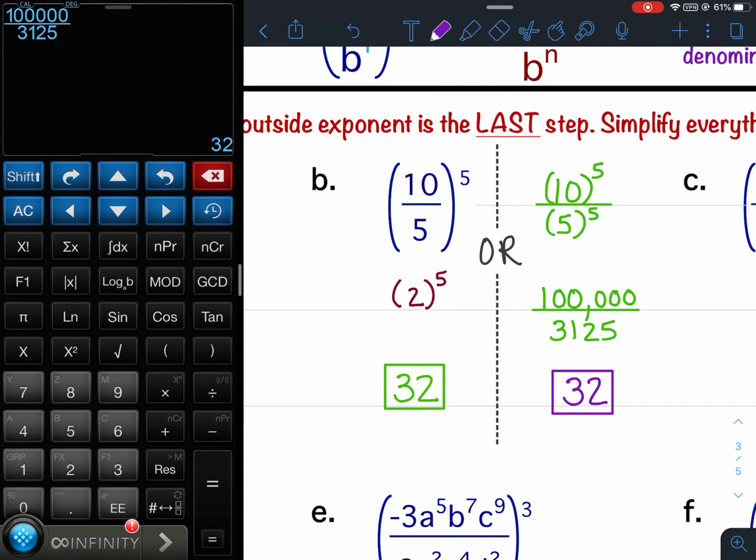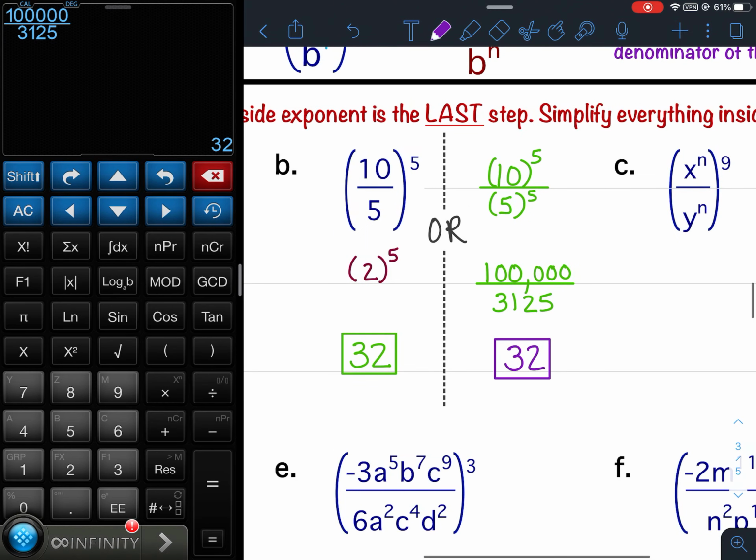So did we get the same number? Sure, we got the same number. However, it was much easier to simplify what was inside the parentheses first. It was much easier to use this method. So that is why I'm begging you to please do everything inside the parentheses first before applying that outside exponent.